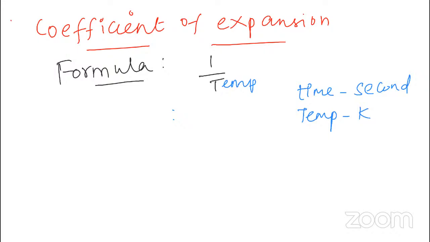So here I mentioned it capital T. That is temperature. So Kelvin, 1 by K or Kelvin inverse. So that is the dimensional formula for coefficient of expansion. Okay.